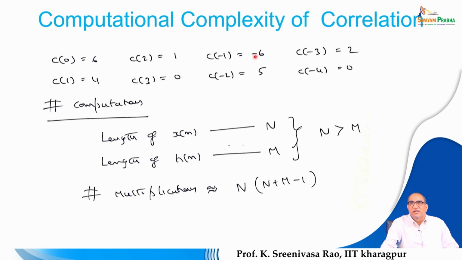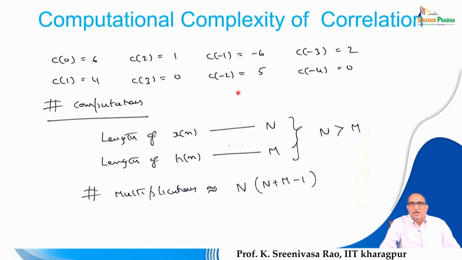At C of minus 1 the correlation value equals 6, C of minus 2 the correlation value equals 5, and C of minus 3 the correlation value equals 2. That means when you shift in a negative direction, for 3 shifts you can observe a correlation, and beyond that, if you shift further to C minus 4, you can observe that the 2 sequences are not at all overlapping. So that results in 0, and for further negative shifts the overlap does not exist. Therefore, the correlation results to be 0.